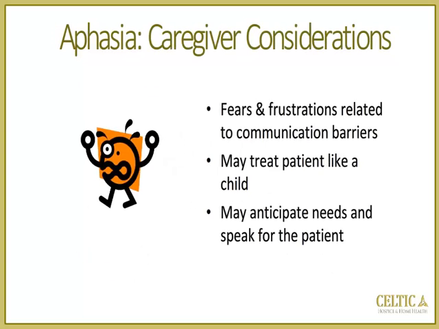Some caregiver and family considerations for aphasia: fears and frustrations related to communication barriers. The family may be frustrated that their family member cannot understand. They're fearful that the patient or family member may not understand them. Because of that, they may treat the patient like a child, or they may anticipate their needs and speak for the patient when that's not truly how the patient is feeling.